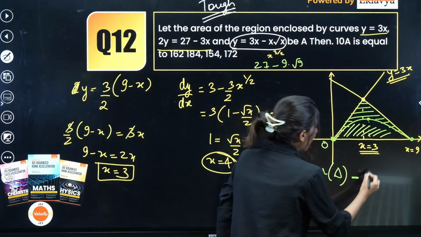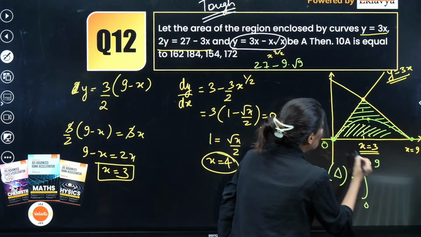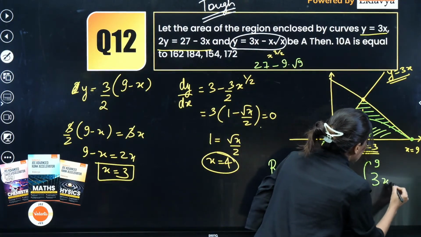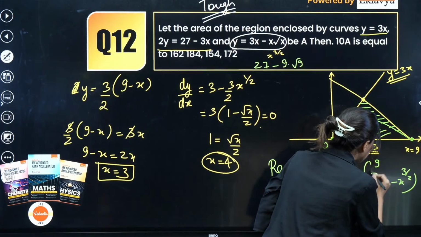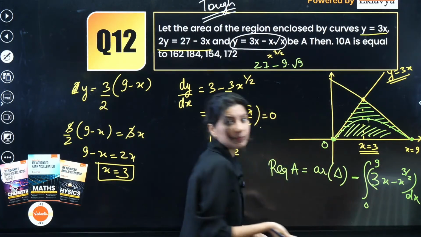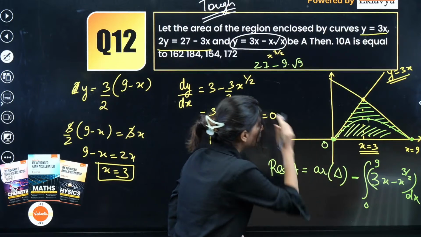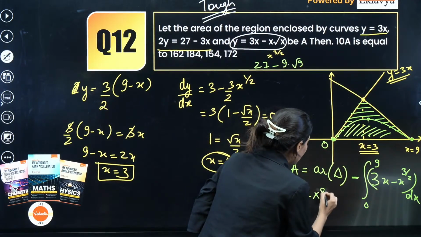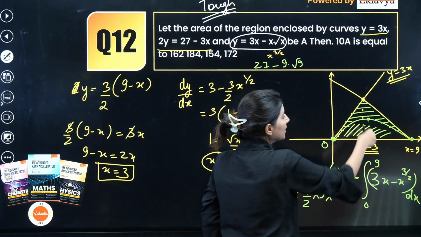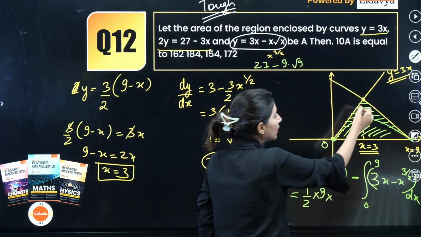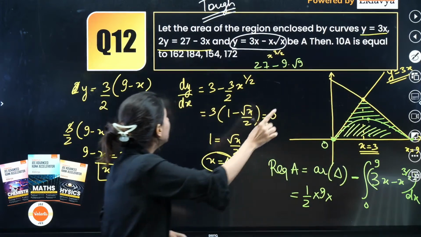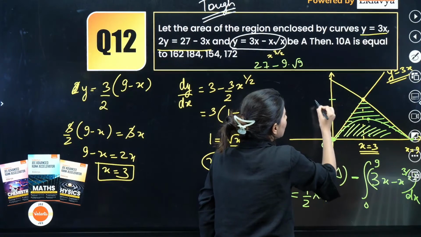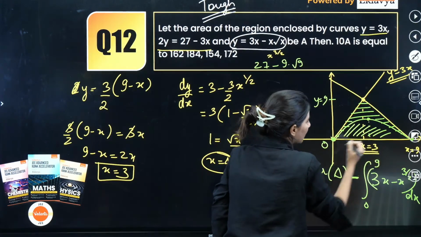So minus, I have to calculate from 0 to 9 the area enclosed by this curve, which is 3x minus x raised to power 3 by 2, whose integration is not very difficult, right? So area of triangle, who is going to tell me? Half into base, which is 9. What about height? This height I am going to get when I put x equals to 3 in any of these straight lines. So 3 3s are 9. So y is equal to 9 at x equals to 3.